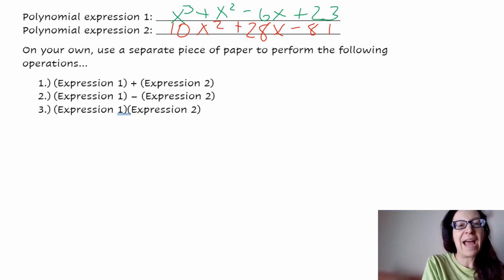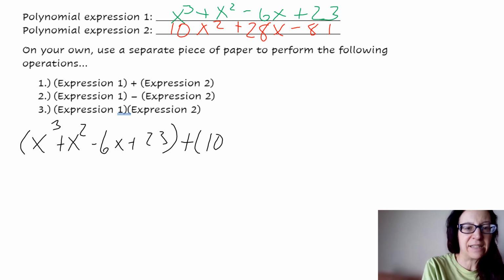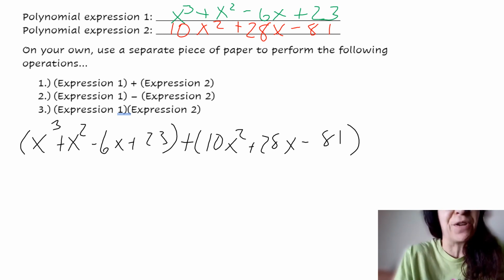Okay, so adding them together. To add these guys together, you simply combine like terms. So we have x to the third plus x squared minus 6x plus 23. And we're going to add to that 10x squared plus 28x minus 81. Now, you are not required to show work for the adding problems because it is entirely possible that you can add these things in your head. And I promise I will not on your test give you numbers like 81, okay?